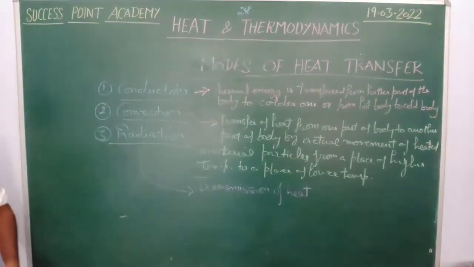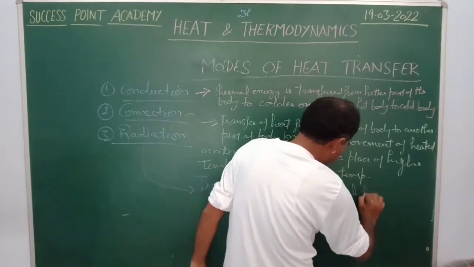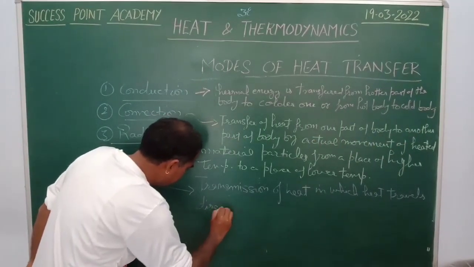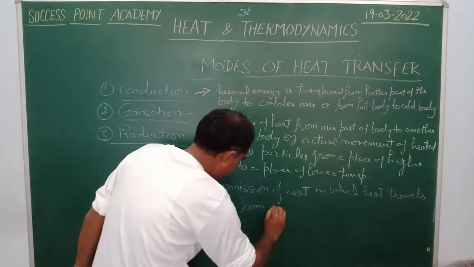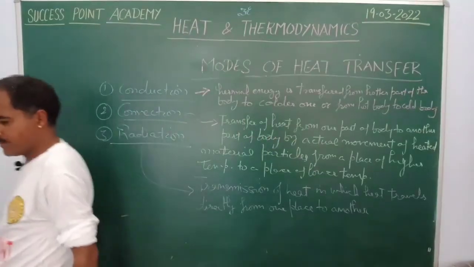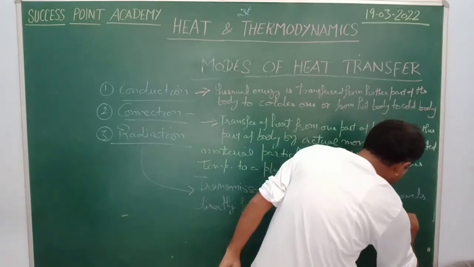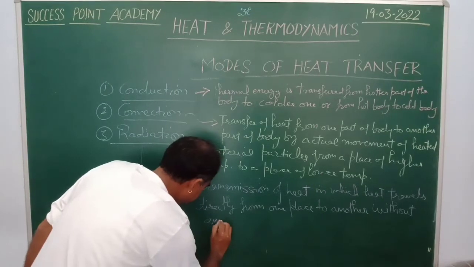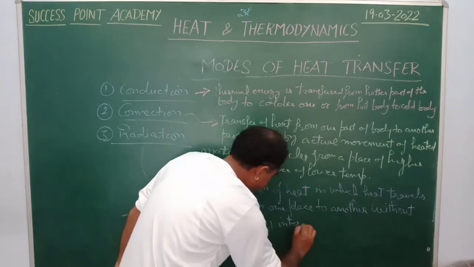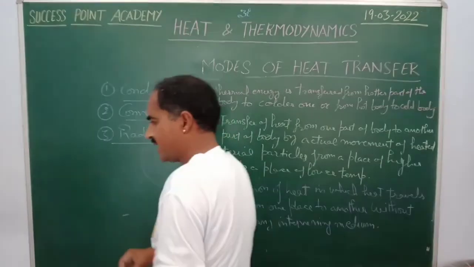How? Think. How will this happen then? It is the process in which heat travels directly from one place to another without the agency of any intervening medium. This is called radiation. That is why radiations come from the sun. No medium is there.